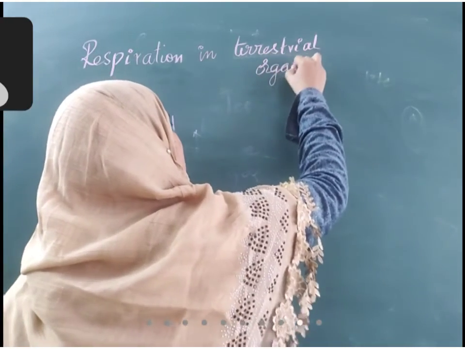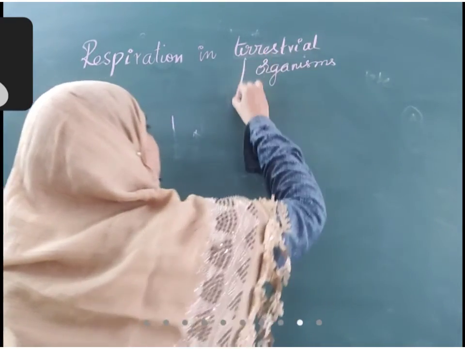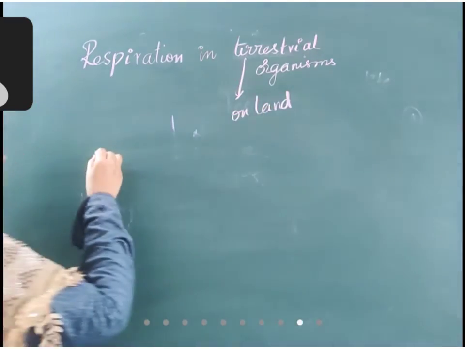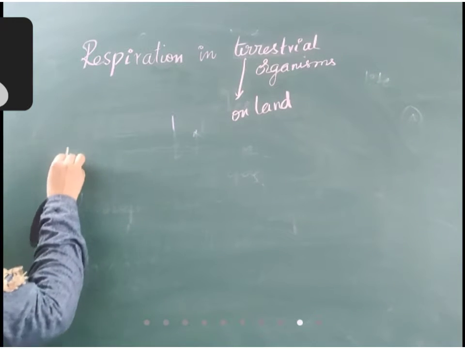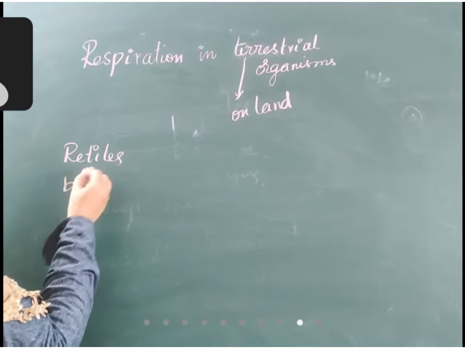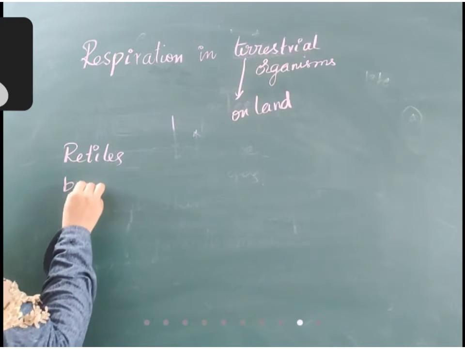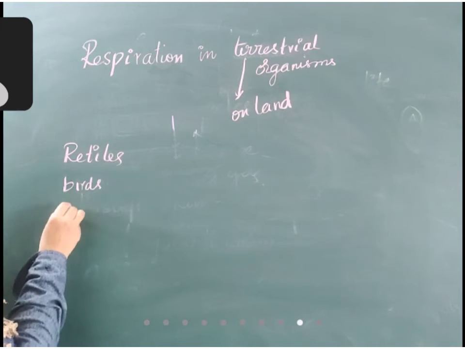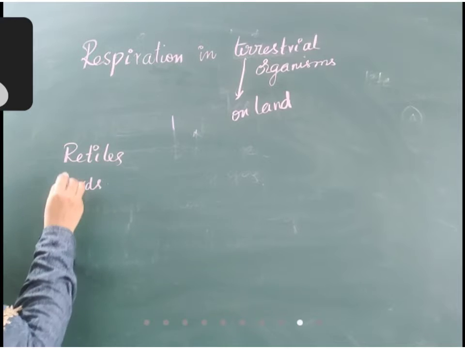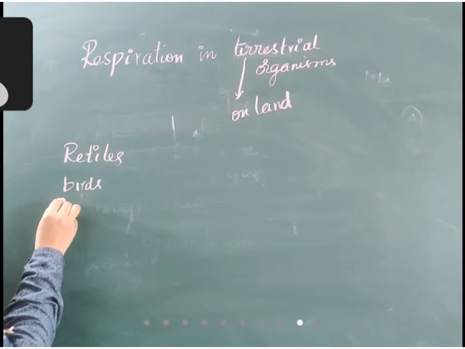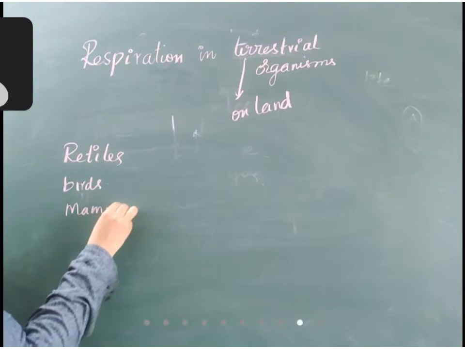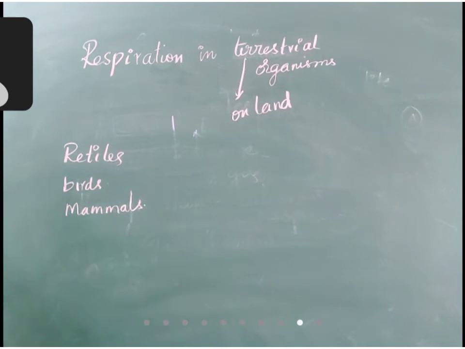What do you mean by terrestrial organisms? The organisms that live on land. What are the organisms that live on land? Reptiles like snake, lizards, birds. They are aerial, but they don't live in water. So you can call them aerial organisms or terrestrial organisms. And what else? All mammals. All these organisms are terrestrial organisms.